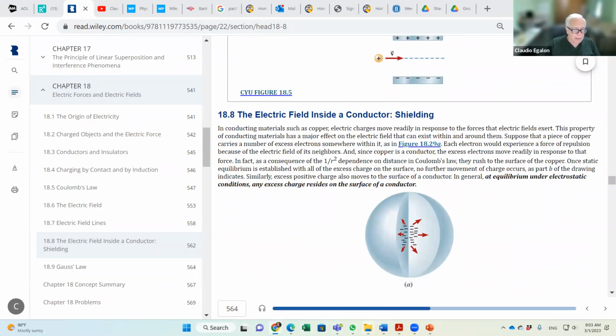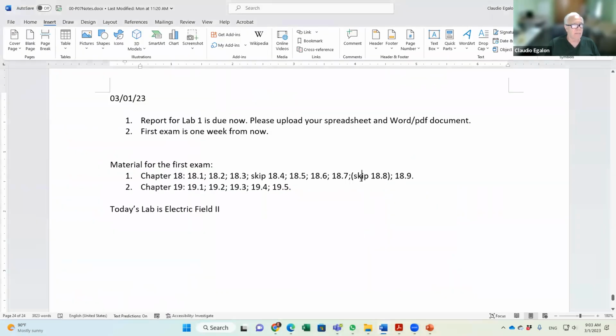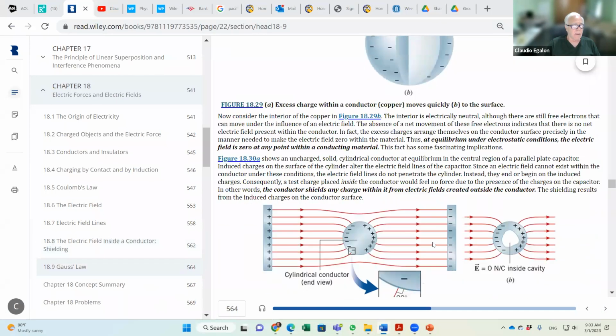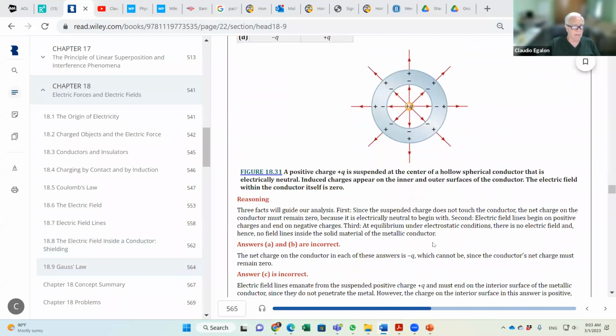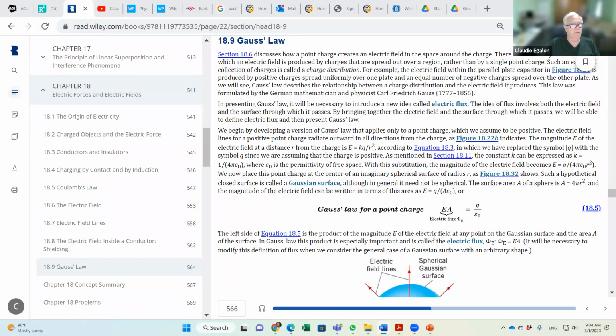We skipped electric field inside a conductor. I skipped section 18.8 and didn't cover that, even though it's important, but that's okay. Gauss's law: we covered some problems of Gauss's law. You have to know how to calculate the electric flux.